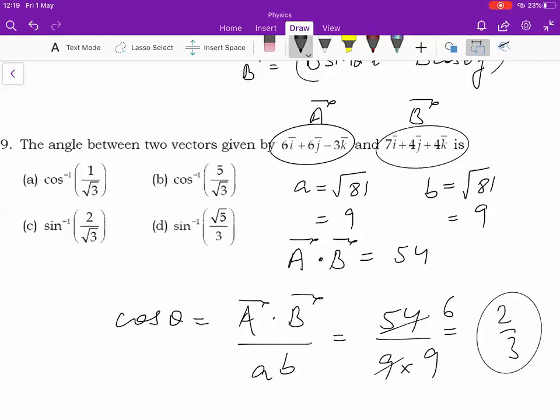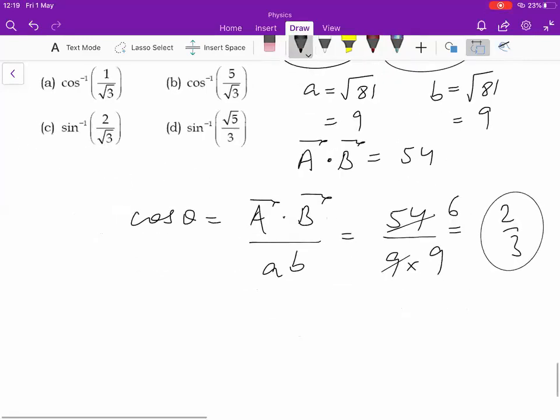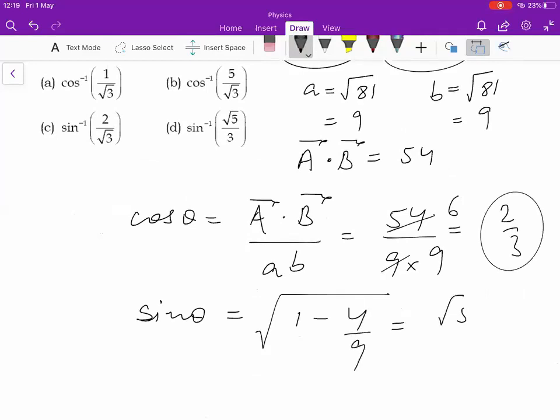Then we can find sine inverse because in the option it is not given. So from this you can find out sine theta. The sine theta will be root of 1 minus 4 by 9, which is root 5 by 3. Is that clear? So your theta will be equal to sine inverse of root 5 by 3.